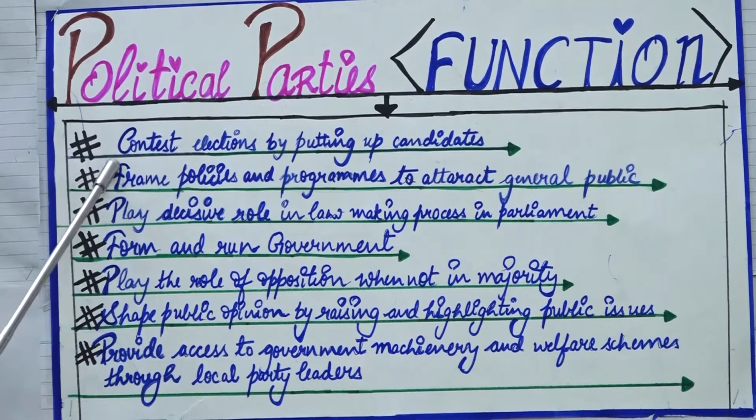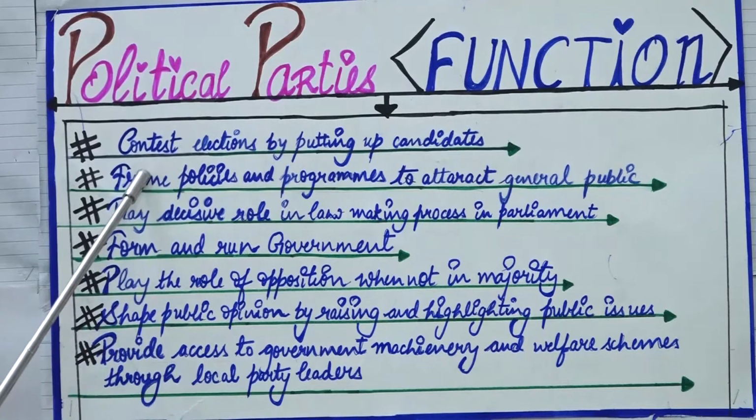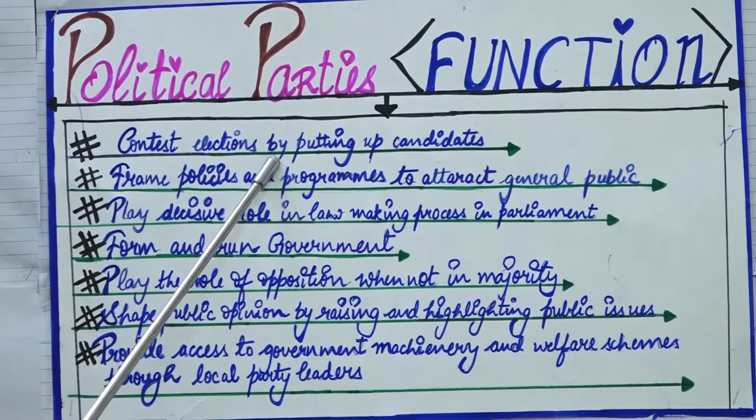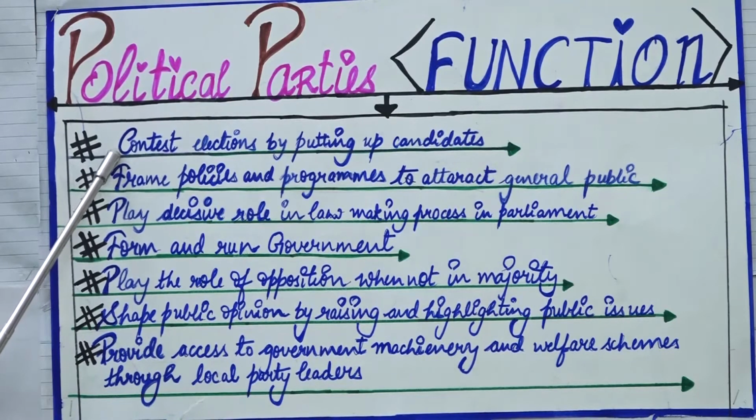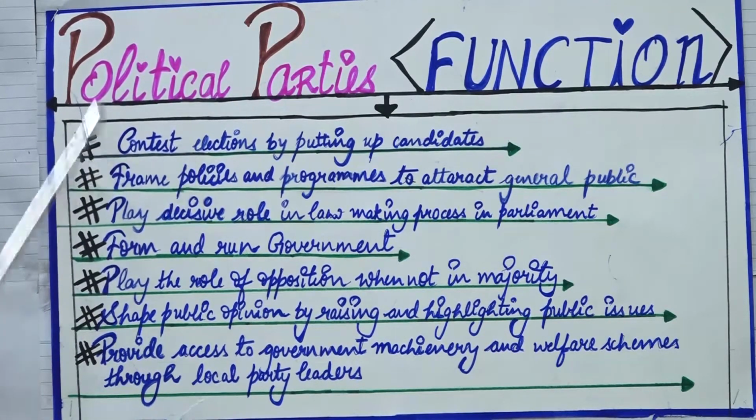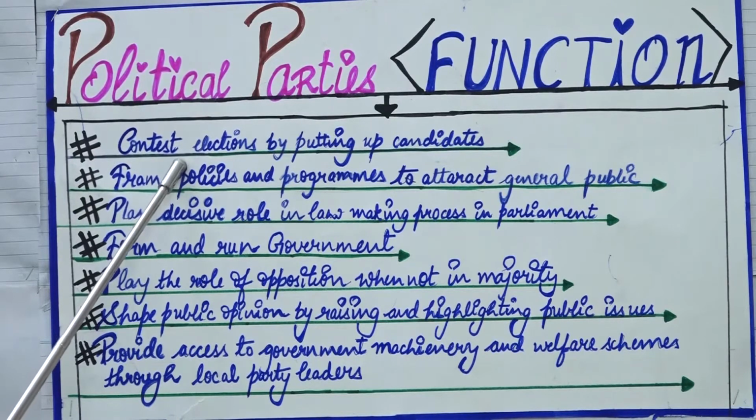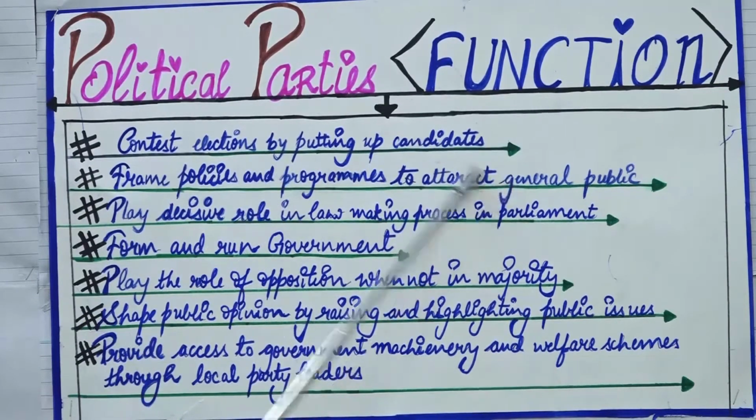The first function performed by a political party is to contest election by putting up a candidate. As we know, whenever election takes place, every party has to put a candidate in front of the people who will contest the elections.